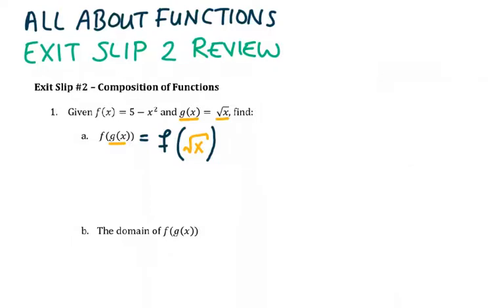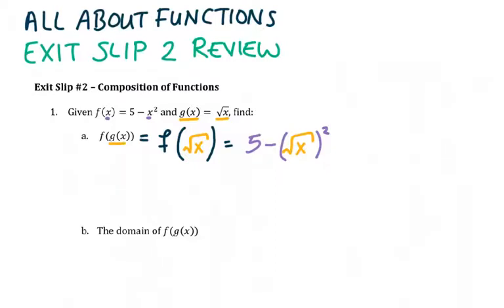Now we're finding f of the square root of x. And what that's really saying is now we need to evaluate function f at an input of the square root of x. So here is our function f. When we input x, we get 5 minus the input of x squared. So if we're inputting the square root of x, we get 5 minus, and then we insert the input of square root x, and then that's being squared. So that is f of g of x.